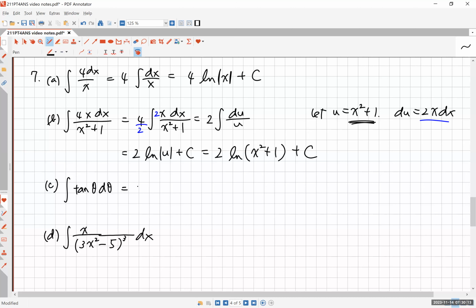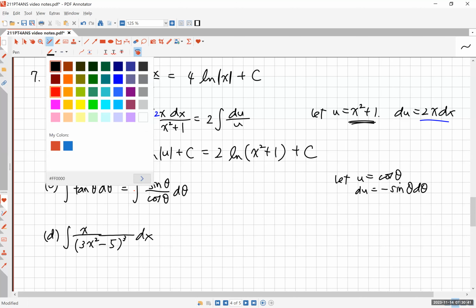Okay, tangent. Well, do we have a nice formula for it? Yeah, there is something like that. But if you forget, you can always say tangent is sine over cosine. Okay, always is, always is. And so you can let u be cosine of theta, and then du would be negative sine of theta d theta. And of course, I don't have a negative, but no problem here.